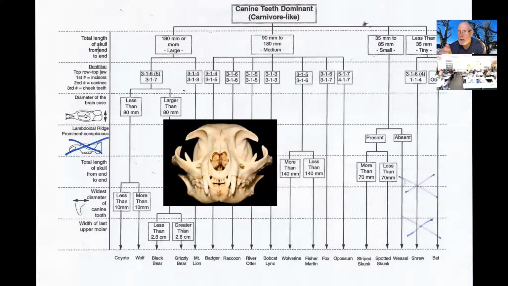Have you guys gotten your keys yet in front of you? Okay, you can cross off the 4th thing down on the left-hand side where it says lambdoidal ridge. We don't have to worry about that. It doesn't apply to any of the skulls that you have. So just cross that one off. You can just skip over it. All right?